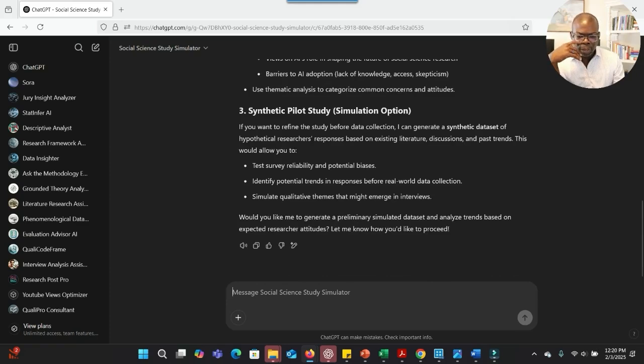So the last point is a synthetic parallel study. And it's asking me whether I want it to generate data sets and also analyze and give me some results for me to get an idea before I do the actual study. Yes, you can proceed.